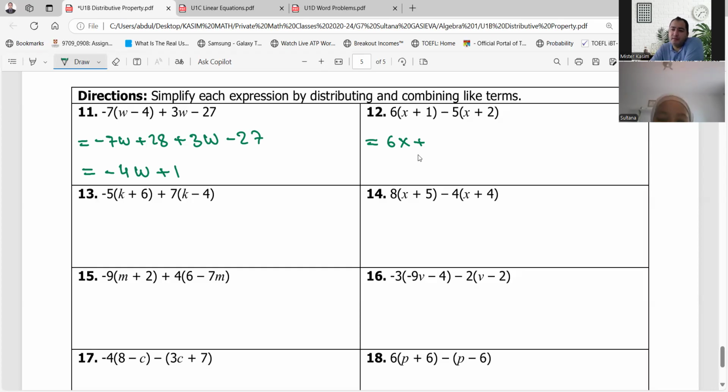Why 1? 6. And then negative 5x, and then negative 2. Why 2, Sultana? Negative 5 times negative 2 is positive 10. As if you have never learned math before. You're behaving like this.